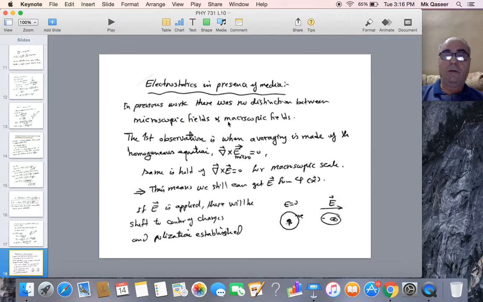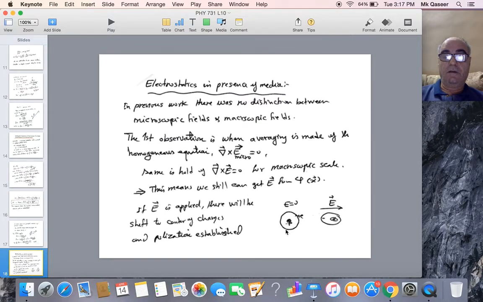Now let's talk about electrostatics in the presence of media. Going from microscopic to macroscopic, you can read your textbook, or read it from Wooten. In any case, this relation holds for the microscopic case, and this is for the macroscopic case. Therefore, we can still get E from phi.